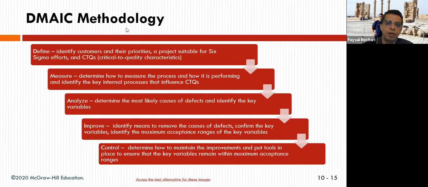So the process for it, the methodology, is define, which is identify the customer and their priorities. Second is measure, which is determine how to measure the process and how it's performed. Analyze: determine the most likely causes of defect and identify the key variables. You improve: identify means to remove the cause of defect. And then you control, which is determine how to maintain the improvement. Once you do the improvement, you need to control it to make sure it doesn't vary.